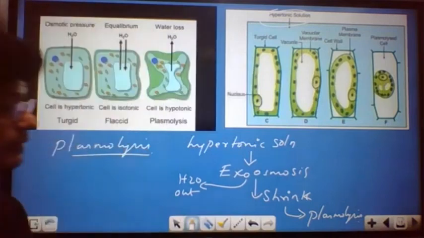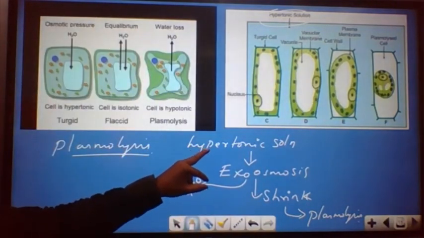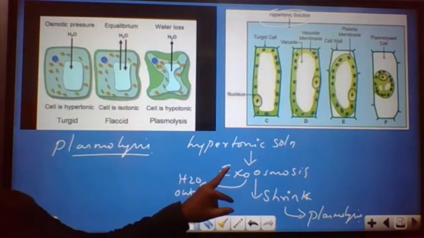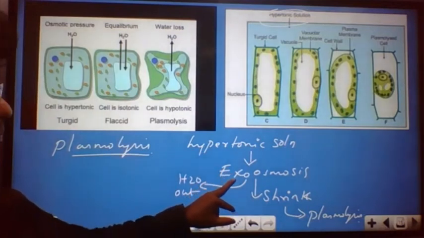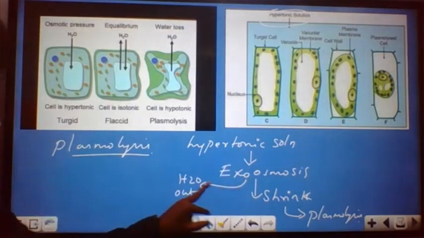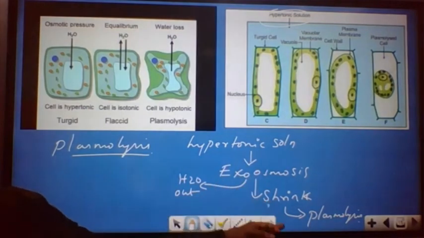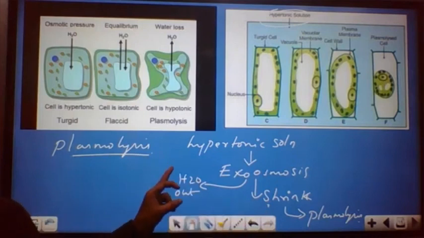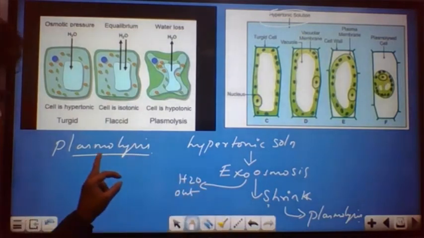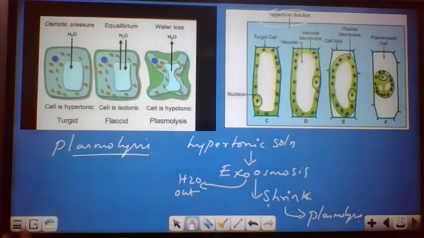What is the condition for plasmolysis? If you keep the cell in a hypertonic solution, where exoosmosis takes place and the water is going out of the cell, then automatically the cell will shrink, and definitely it goes to plasmolysis. Yeah, flaccid. Yeah, correct. Plasmolysis can be of three types actually.